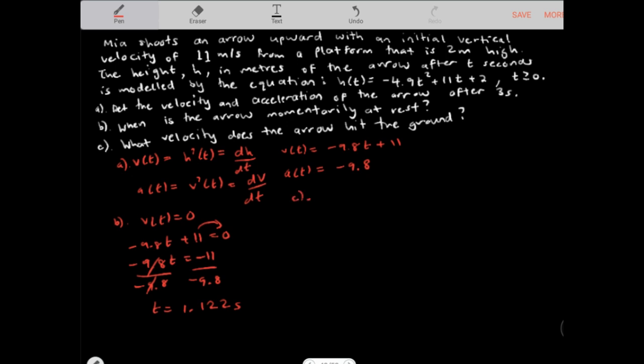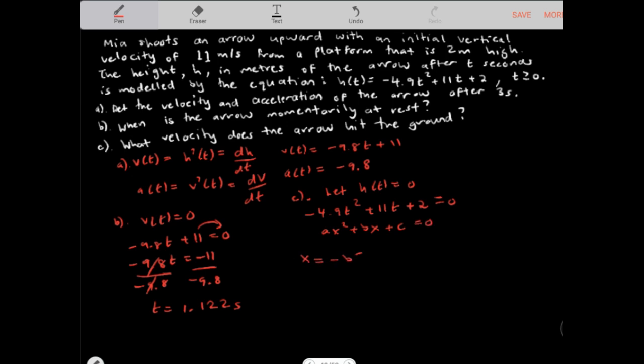Now, the third part of the question: what velocity does the arrow hit the ground? We need to figure out when the object will hit the ground. We know that when the object hits the ground, h(t) is 0, so I'm going to let h(t) equal 0. So we get -4.9t² + 11t + 2 = 0. You can notice that this equation is going to be pretty hard to factor. Because it's in the form ax² + bx + c = 0, we can utilize the quadratic formula.